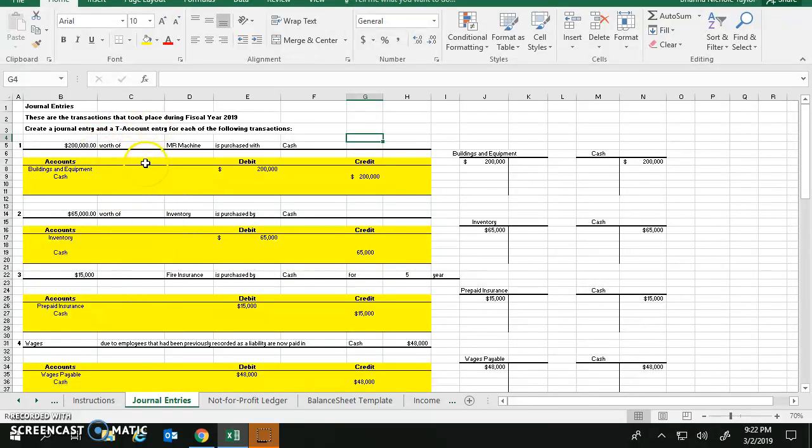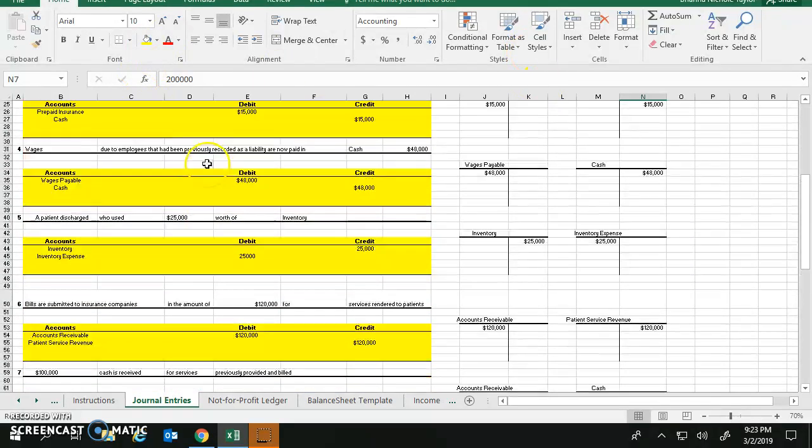The first one is $200,000 worth of MR machine, and it's purchased in cash. So when we think of supplies that will benefit our company, we would do assets, but in this case, the asset category is buildings and equipment, or plants and equipment. So we start with cash first. It costs $200,000, so we know we're paying that, so we know that's $200,000 we're losing. So that is credited to our account. That is why it is on the right side of the T account.